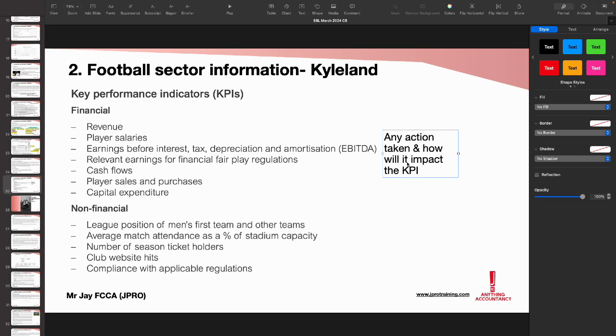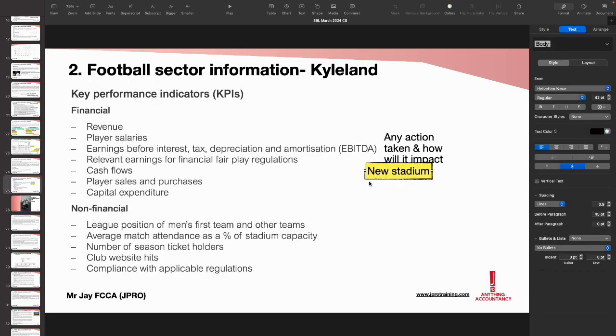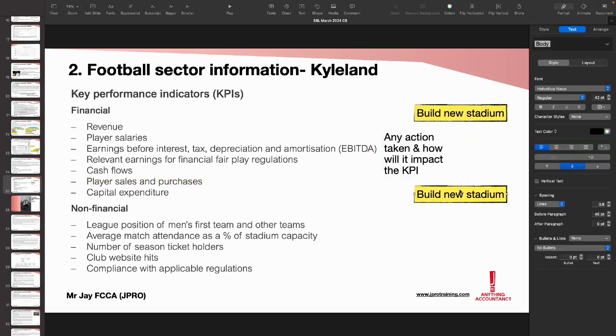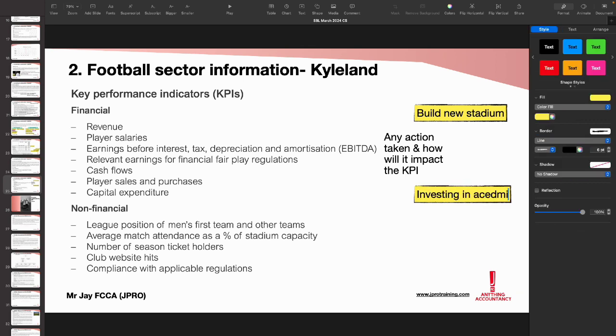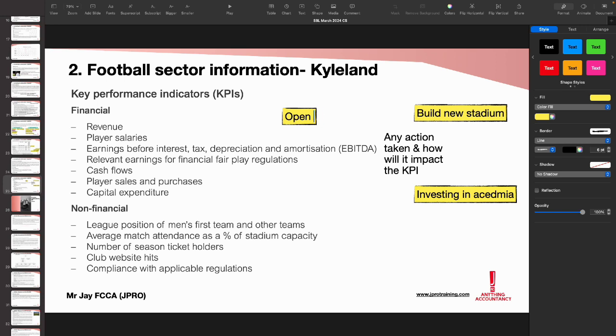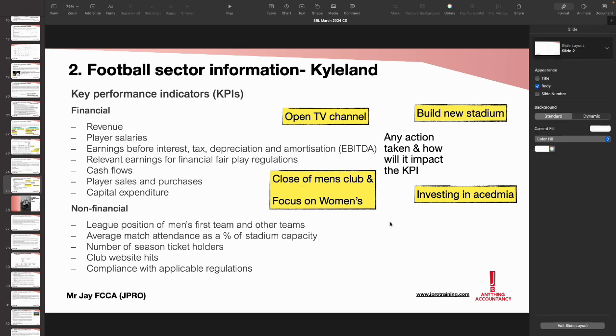Because the company might decide we're going to build a new stadium, we're going to invest in a TV channel. So possible ideas that you're looking at here: you might think about what the company wants to do. The company might want to build a new stadium. Then they might say, okay, we want to possibly think about investing in the academy. We're looking at maybe opening a TV channel. We want to abandon the men's club, close off the men's club, and focus on the women's club. There could be all possible things that the company is thinking of doing, and then you must consider what it is. These are all options.